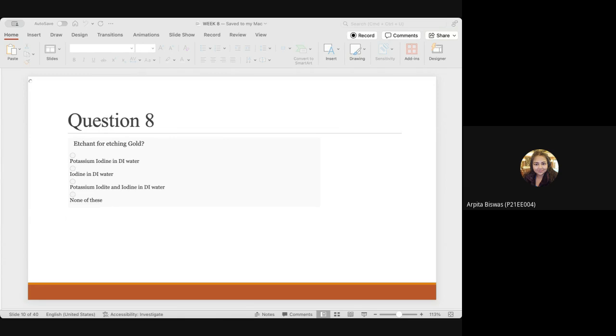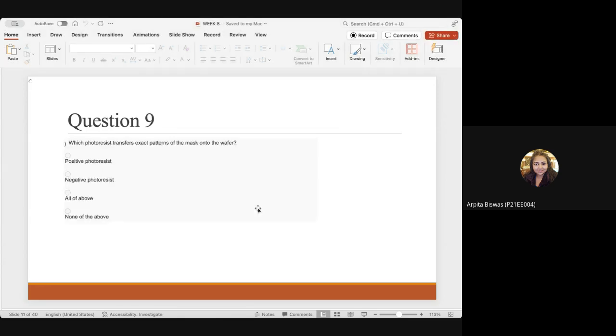Next, question number 9: which photoresist transfers the pattern of the mask onto the wafer? First the positive photoresist, then negative, then all of the above, or none of the above. So what is the right option here?